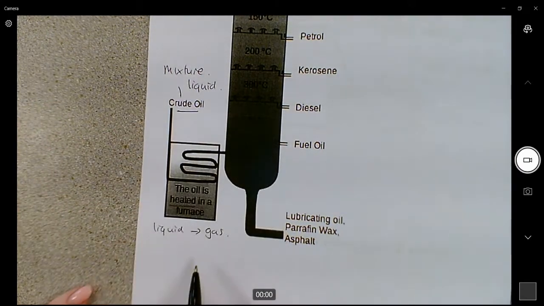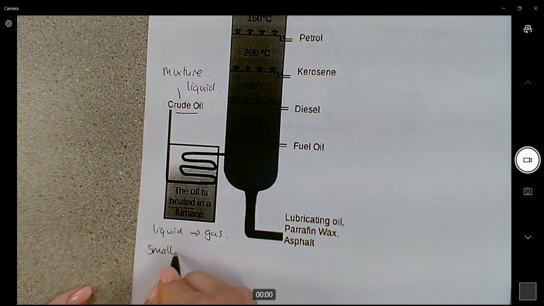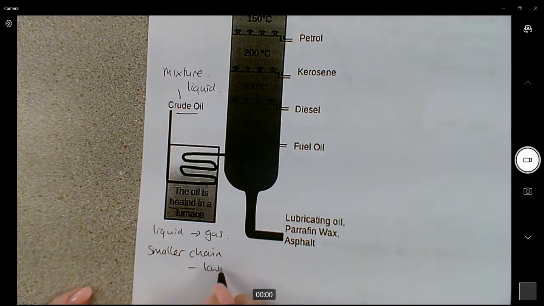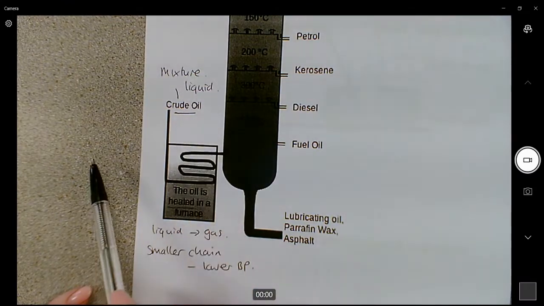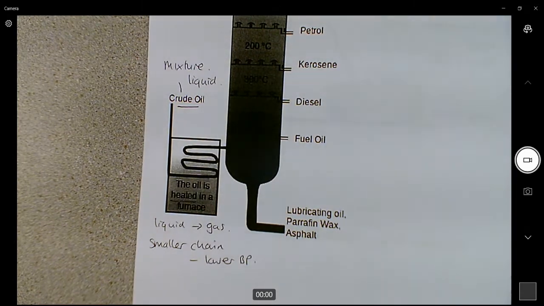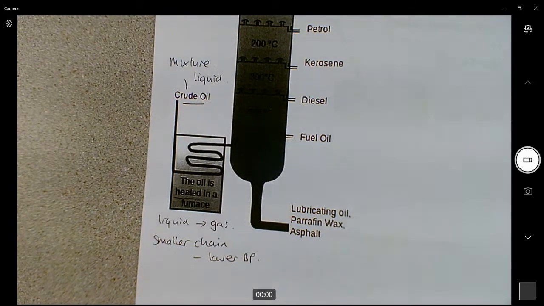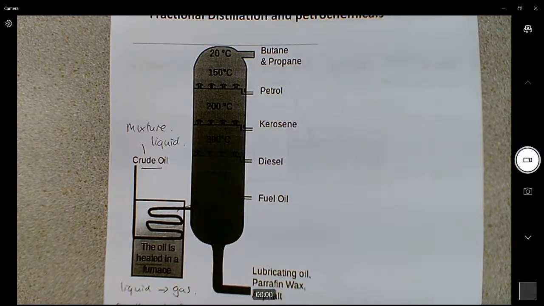Depending on the size of the hydrocarbon chain, that will decide the boiling point of that molecule, because smaller chains have a lower boiling point. So when I'm taking my mixture of crude oil, my smaller chains are going to boil first because they require less energy to break the intermolecular forces, and as such we can separate them out a lot easier. So we heat up our crude oil mixture, our smaller chains boil off first, and they then enter the fractional distillation chamber.